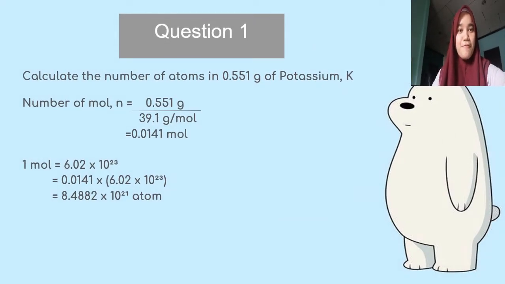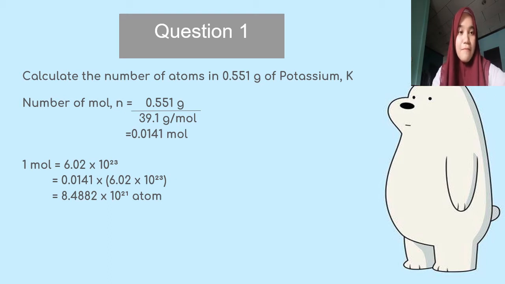Okay, so let's proceed to question number 1. The question asks to calculate the number of atoms in 0.551 gram of potassium. So first of all, we need to calculate the number of moles. We know the formula is mass over molar mass, right? So we divide 0.551 gram over its molar mass, which is 39.1 g per mole. So we got the number of moles of potassium is 0.0141 mole.